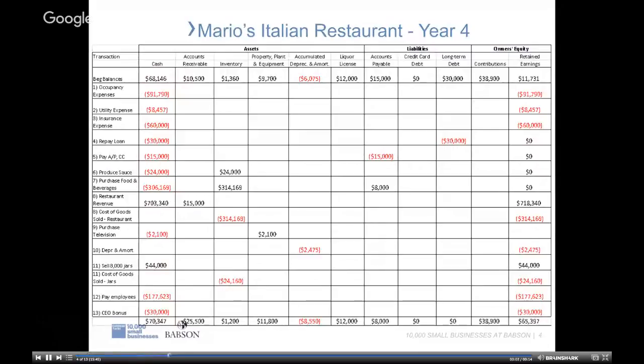Here are the Year 4 transactions entered into the BSE template. Please check your work. Now that you are an expert at creating the three main financial statements, let's move on and look at how we can use them.